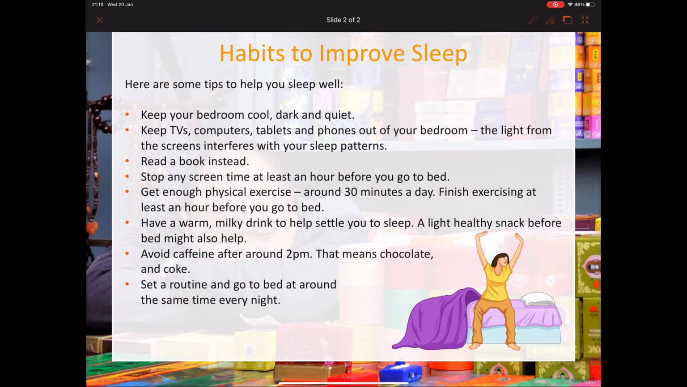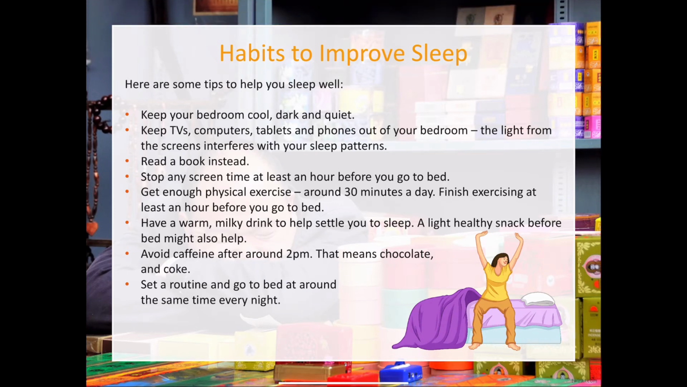Okay, lots of really interesting ideas there. So how can we actually improve our sleep to make sure our brain gets to function as best as it can and we get our body to recover? Well, here are some tips that you can do. Keep your bedroom cool, dark and quiet. So if you've got a light on in your bedroom, make sure it's a nice dim one, not a really bright one that's going to keep you awake.